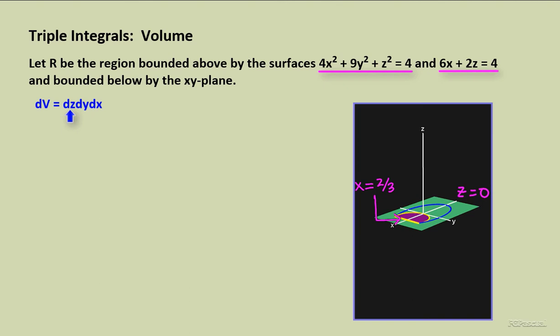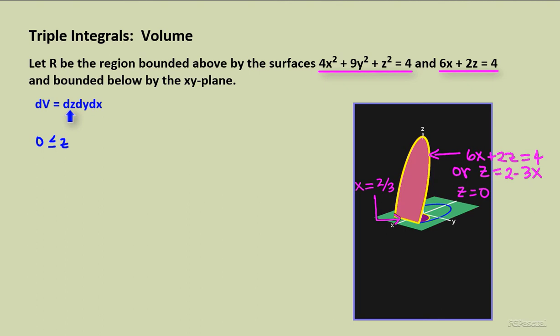At least for the portion of the solid that is bounded above by the plane 6x plus 2z equals 4, we can easily write the inequalities for z. The bottom part of this portion lies on the xy plane where z equals 0, and finishes on the flat plane 6x plus 2z equals 4. Solving for z on this plane, we have z equals 2 minus 3x. Hence, for this portion of the solid, 0 is less than or equal to z is less than or equal to 2 minus 3x.